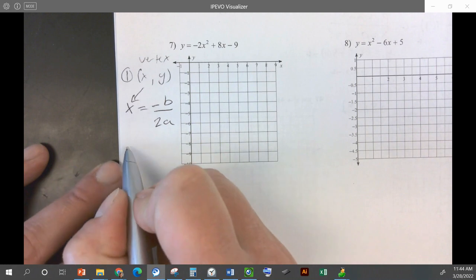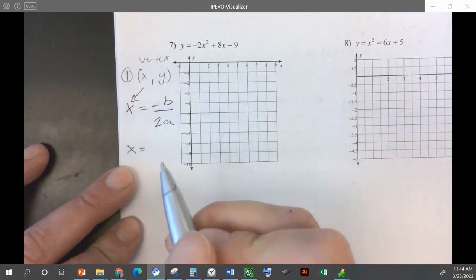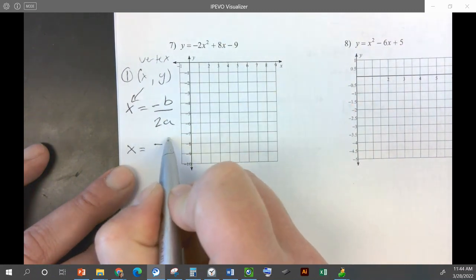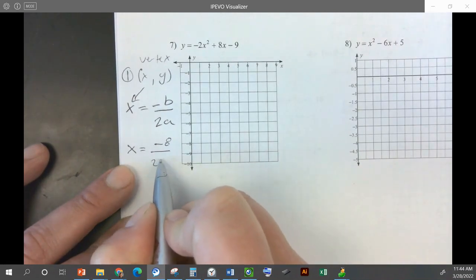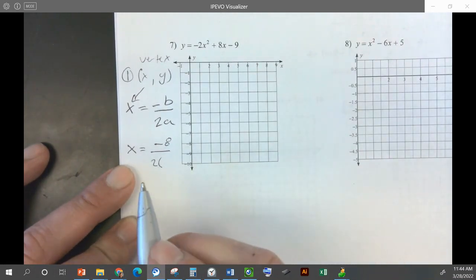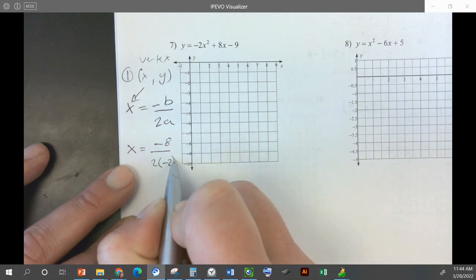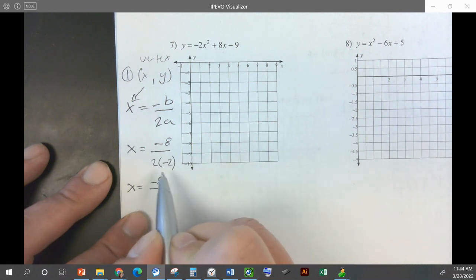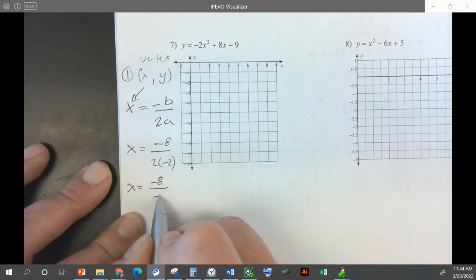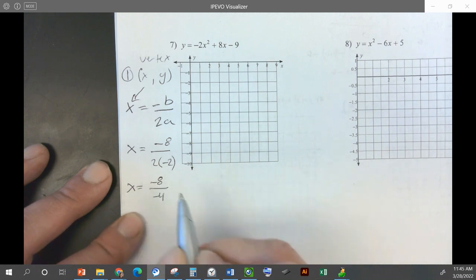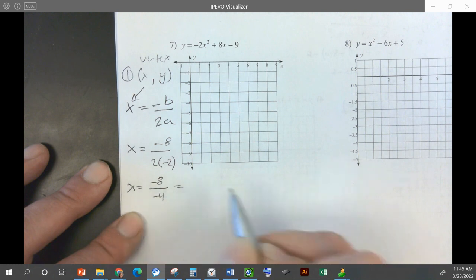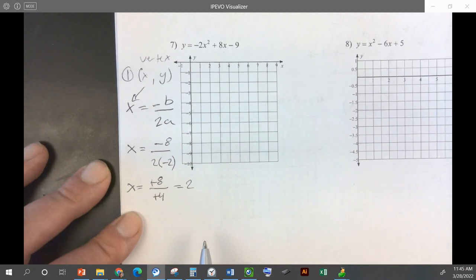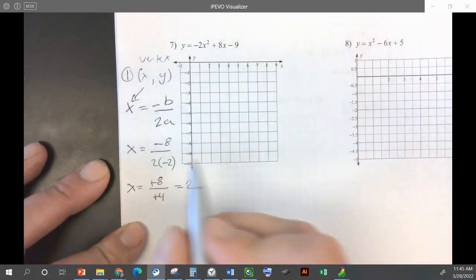All right, so help me out. What is negative b? So b is 8, so we'll do negative 8. And now we'll do 2 times, what's a? So 2 times negative 2. And then we'll simplify. So we've got negative 8 on the top, and then what's 2 times negative 2? Negative 4. And then what's negative 8 divided by negative 4? Good. So the negatives cancel out, and we get 2. Okay, so the x-coordinate of our vertex is 2.